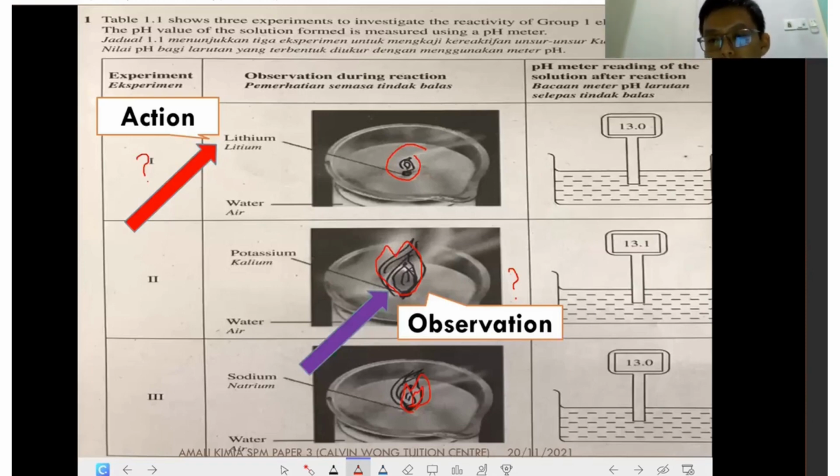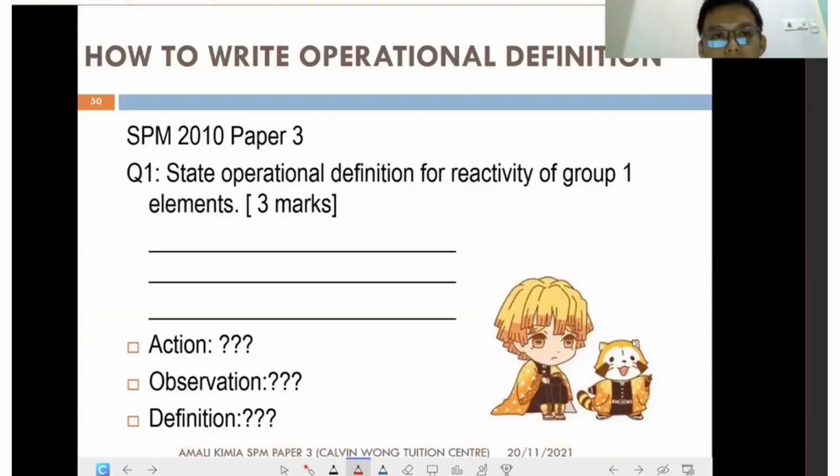So to make the operational definition, okay, definition operasi, so you're gonna buat lah AOD first. So for reactivity of group 1, so you're gonna kaitkan. How do you determine the reactivity? Dia semakin reaktif, macam mana saya tahu? How you tentukan dia? Macam mana you tentukan dia yang paling reaktif? So you have to base on what you have done, what you have observed, and link the definition with the concept. Okay, this one you try.